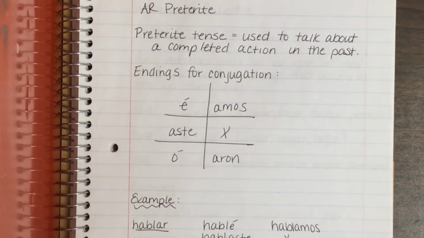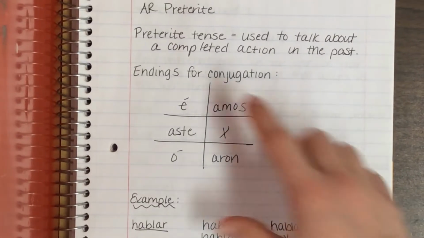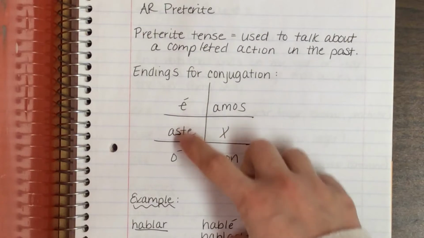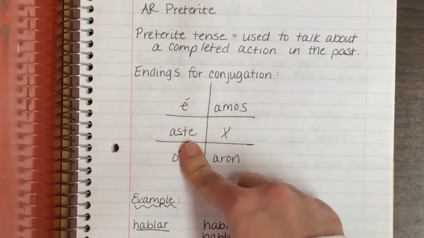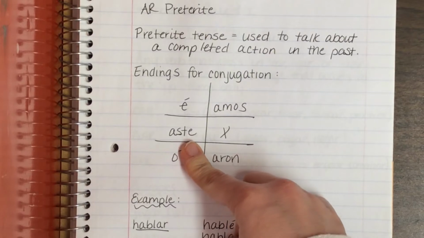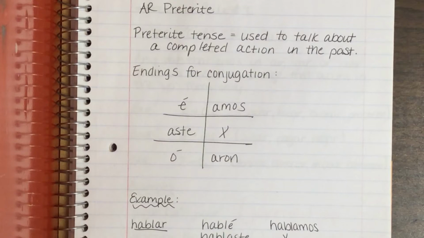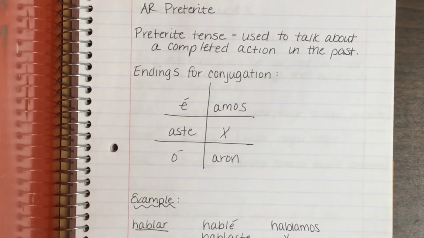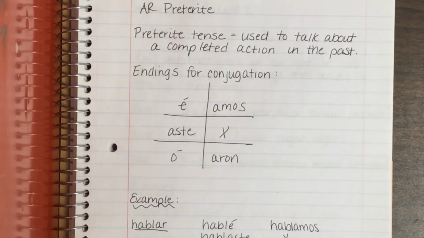You'll notice that the yo form and the él, ella, usted form both carry accents, and it is supremely important that you put accents on both of those. I'll explain further why, but please notice and start to understand that the accents need to go in. Also, once upon a time, we used to memorize o, as, a, amos, an. Now it's time to start memorizing é, aste, ó, amos, aron. Okay?